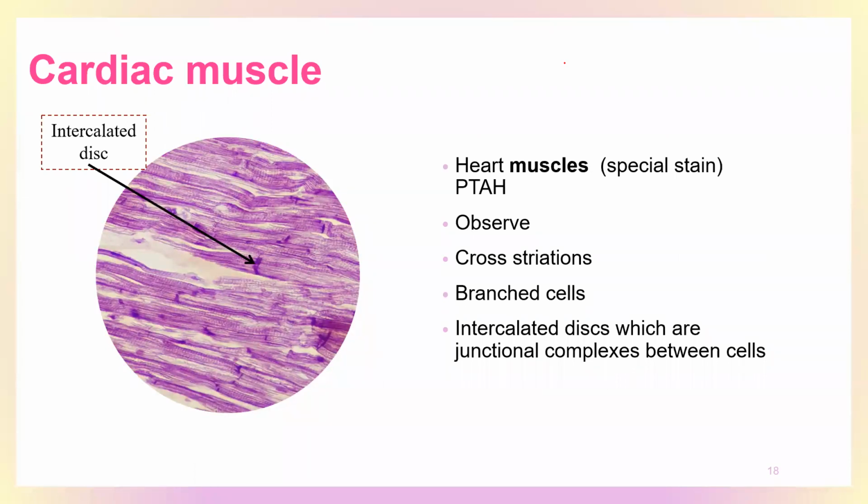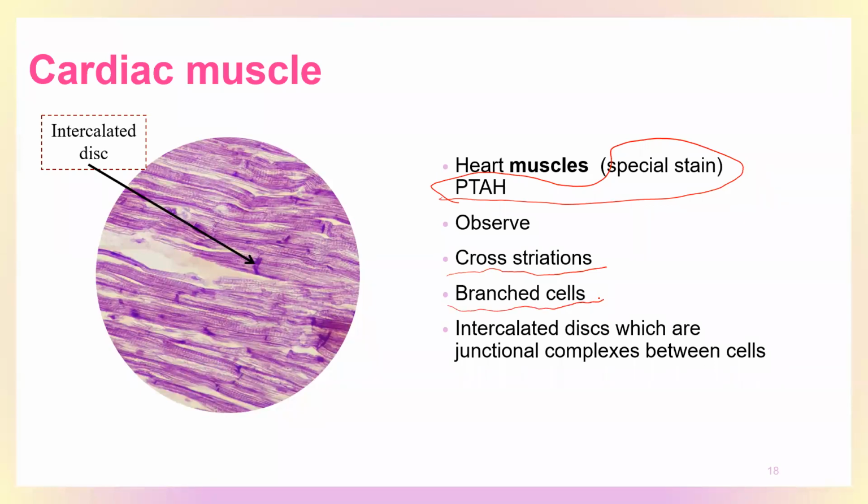Right? So the next one is the cardiac muscle. It is a specialized muscle and we call it the heart muscle. It is only present in the heart, right? So again, to look at the striations, we have used a special stain, PTAH, here, right? And because of the PTAH, we can see the cross striations very clearly.